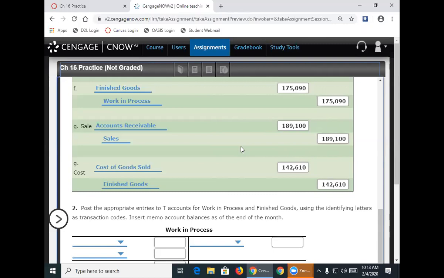So now it just wants us to do the T accounts. But we already did these, so I'm just going to give them to you. We forgot to fill them in, and I erased them. So it's just going back to our journal entries.